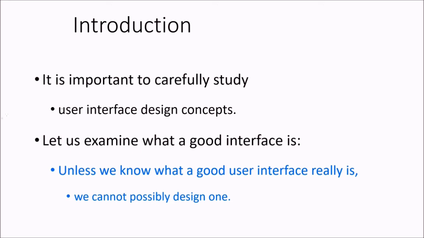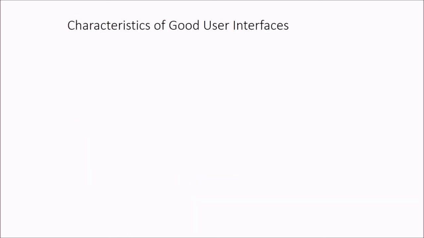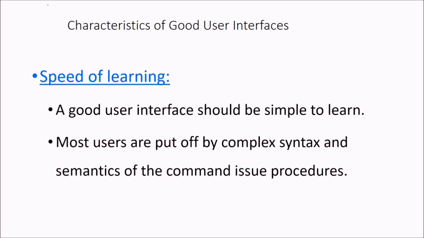So what is a good interface? If you are not aware of a good user interface, you cannot design it and you cannot implement it. So first of all, we'll see some characteristics of good user interfaces. The first is the speed of learning, meaning user friendly. That means a user must not take a long time to learn it. It should be self-explanatory.